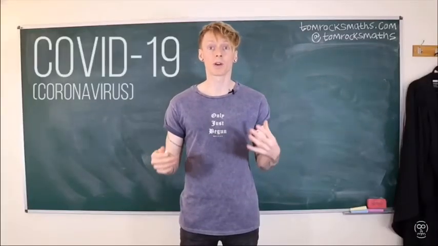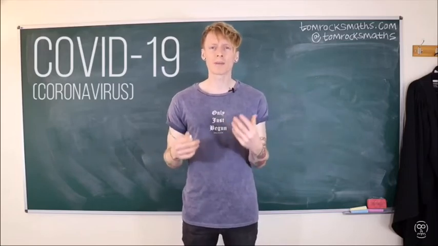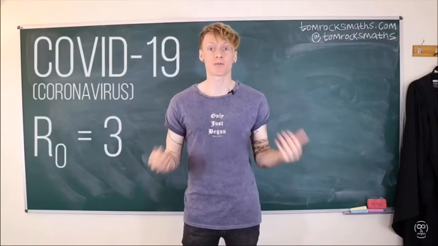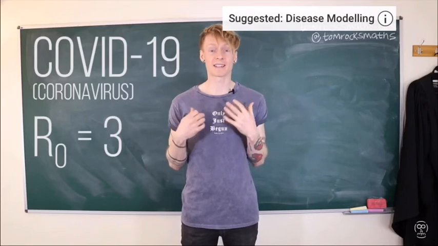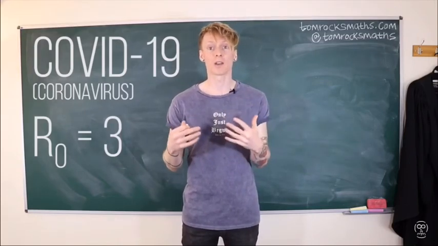Current estimates from the World Health Organization for the virus COVID-19 give a reproductive number R0 of around 3. So what this means in practice is that if I have the disease in this pretend scenario, then I would expect to infect around 3 other people.